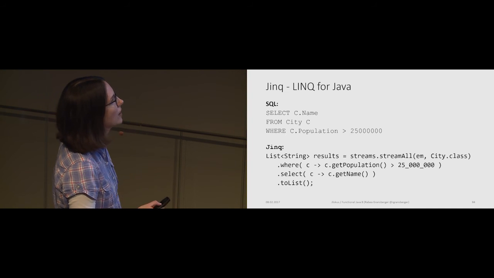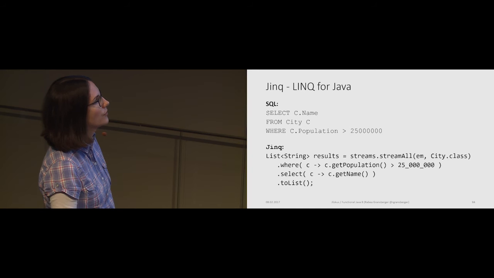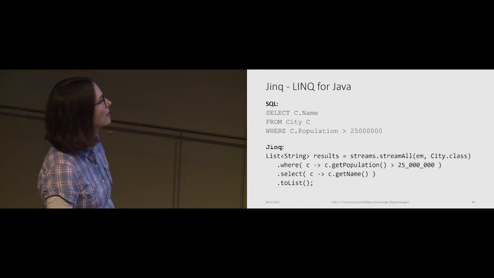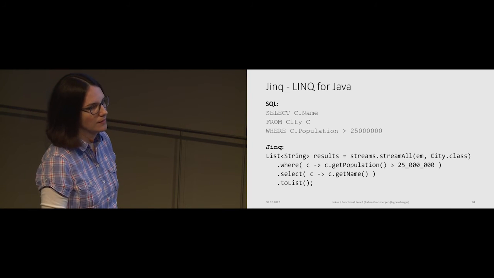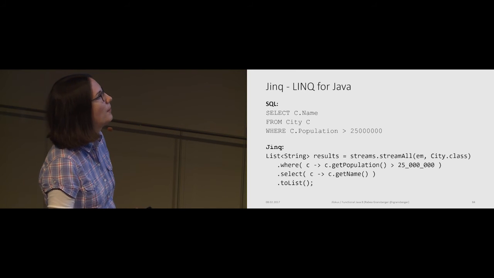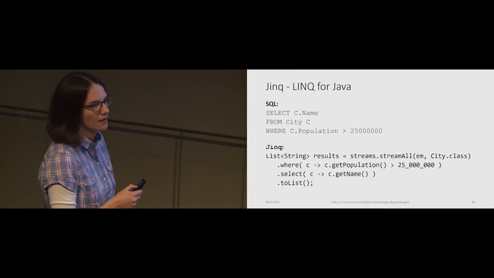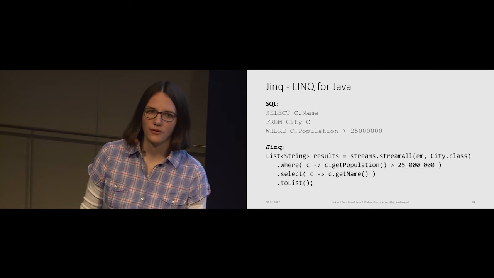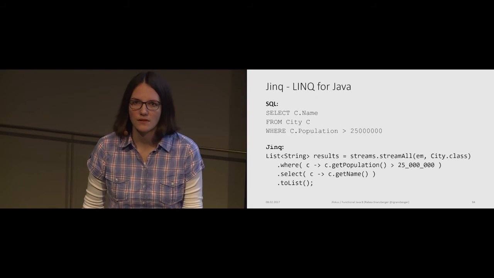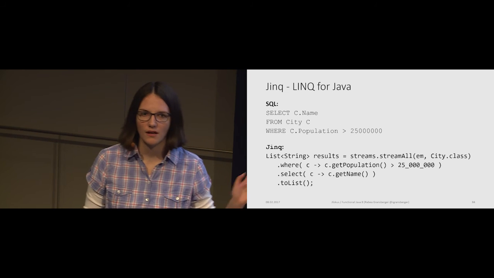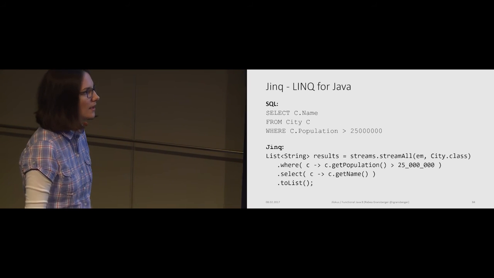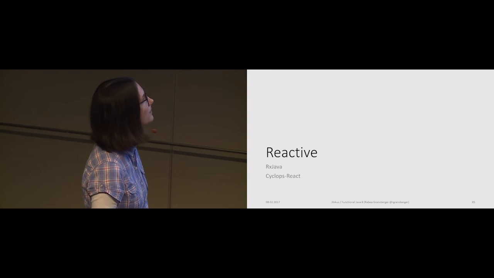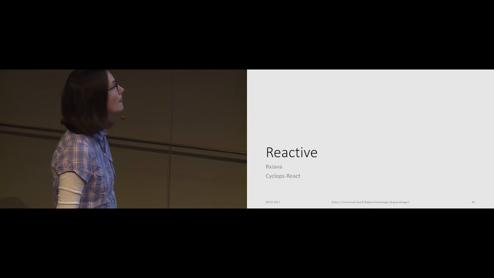With Jink, you can actually use a stream of your database and stream all of the cities. It does a select statement where we have the population, and then you use lambdas. From these lambdas, the above SQL gets generated and executed on your database. It's still kind of a proof of concept. It already integrates with libraries like Jool, for example. I also have a working example on my GitHub, but I think it's not ready to use yet. But it's a nice approach.